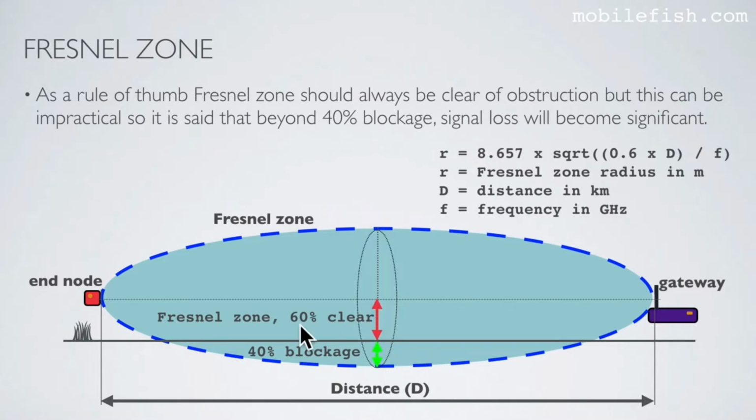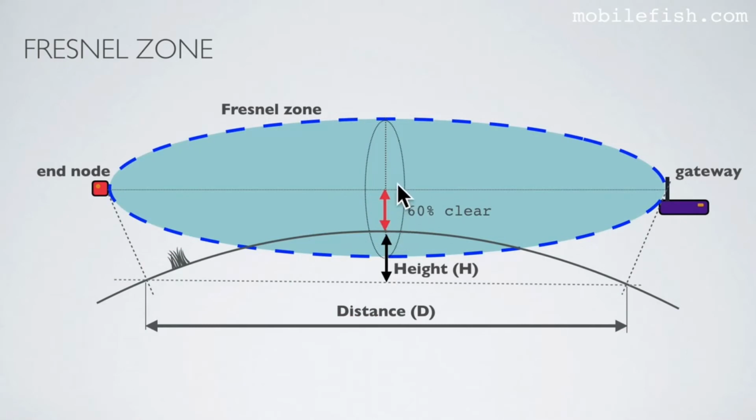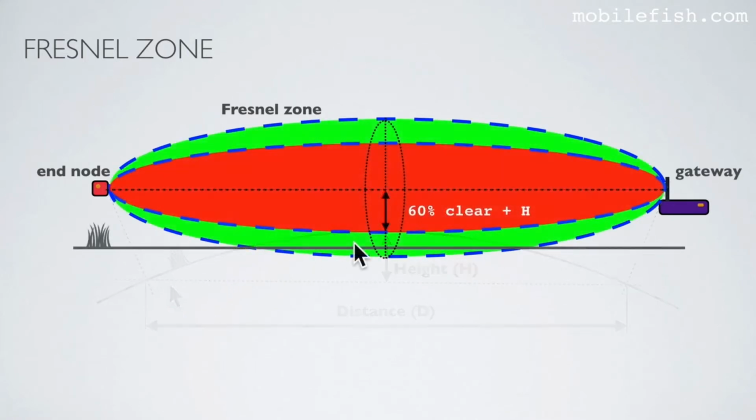This radius representing the 60% clearance can be calculated with this equation. So again, 60% clearance, this is the 40% blockage, and this is the Earth curvature. So objects within this green area are allowed.